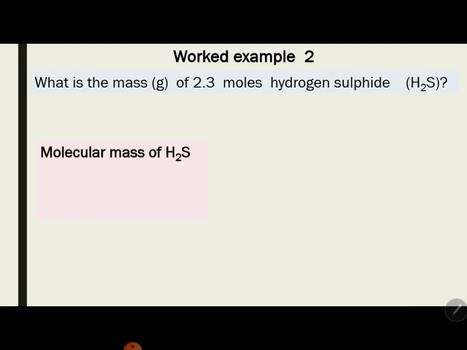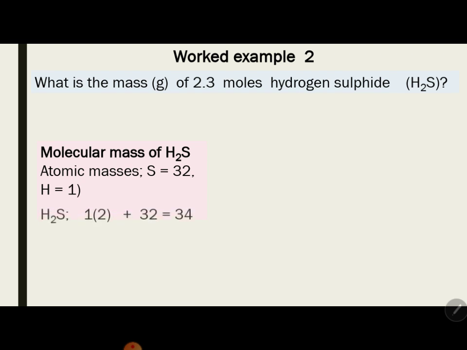From the formula you can see it consists of two elements, hydrogen and sulfur. Atomic mass of sulfur is 32 and of hydrogen is 1. Add these masses together keeping in mind the subscript of the element hydrogen. Answer is 34. This is the molecular mass of hydrogen sulfide.